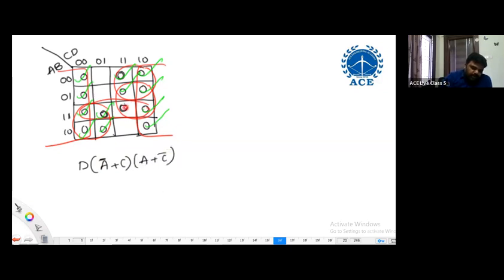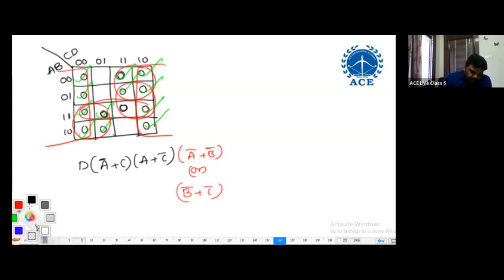Then here one max term is there. To cover this one max term, we have one possibility and second possibility. This possibility is resulting A bar plus B bar. This possibility is resulting B bar plus C bar. Then which one should I consider? Again, any one. A bar plus B bar or B bar plus C bar.